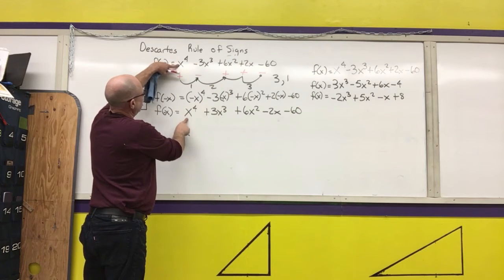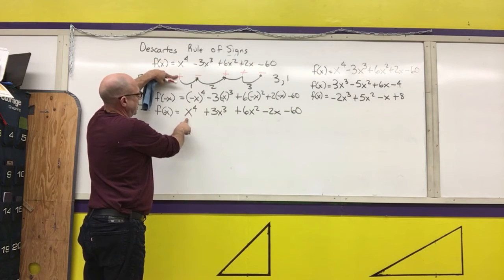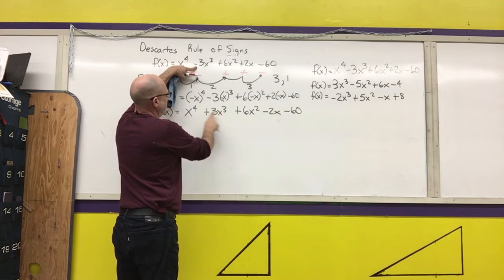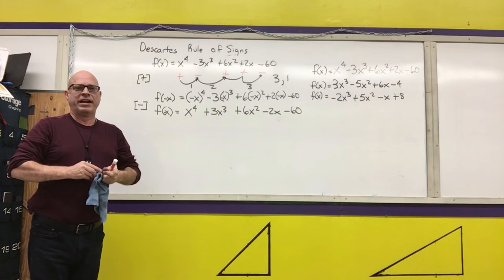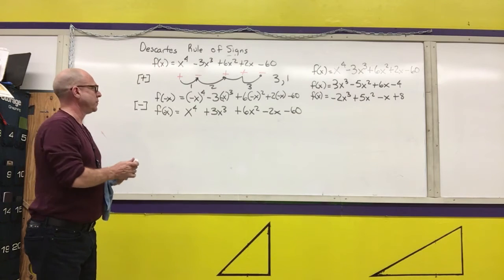Notice that when I have an even power, the signs are the same. And when I have an odd power, I change the signs. We're going to use this as a shortcut to do our analysis for negative functions for the next one.